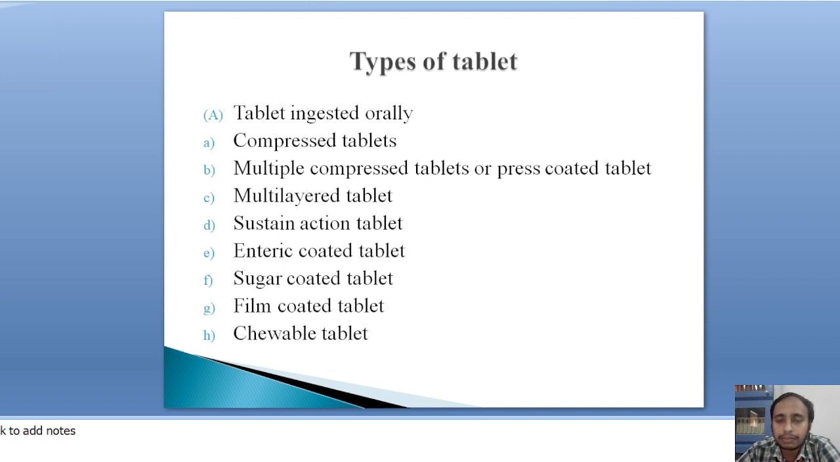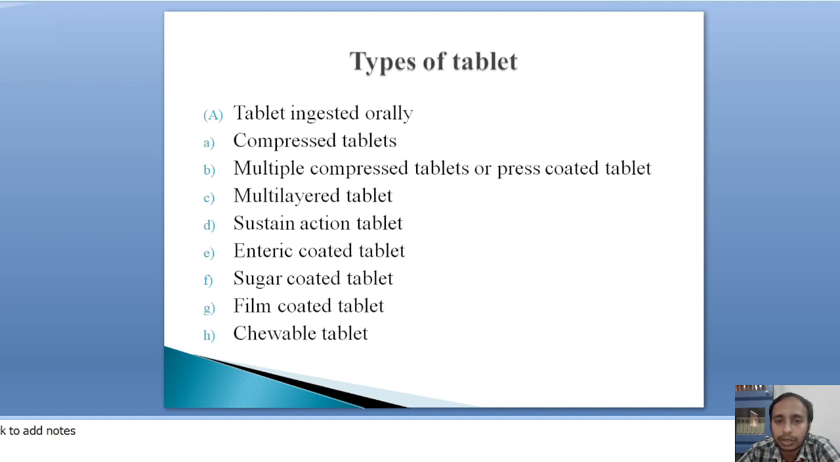So compressed tablets, as I said earlier, are prepared by compression. Mostly these are uncoated, meaning there is no coating on the tablet. Then multiple compressed tablets or pressed coated tablets. Multiple compressed tablets means these tablets have different compressions, like there will be 2 layers, 3 layers. So mostly available up to 3 layers.